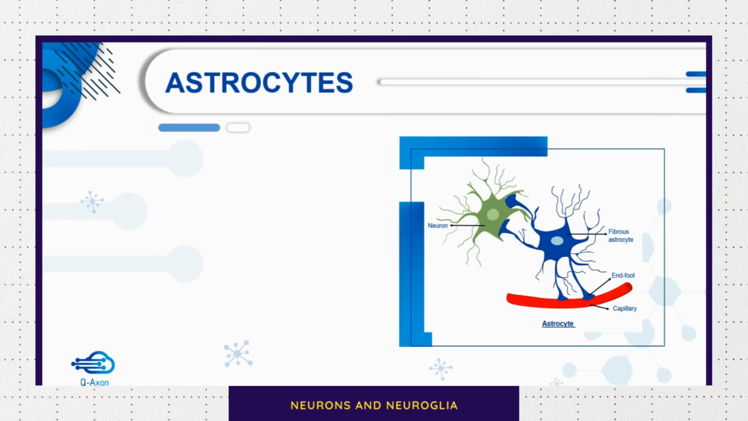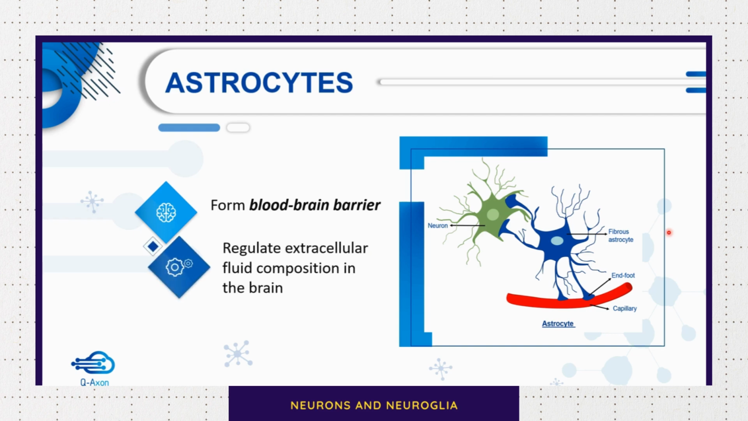Now let's first talk about astrocytes. As the name itself suggests, these cells are star-shaped. Now you can see in this diagram that they are intimately associated with the capillaries of the central nervous system. So the astrocytes together with the endothelium of the capillaries form what is referred to as the blood-brain barrier, which is very important in filtering out undesirable substances, including microorganisms. So the function of astrocytes is to regulate extracellular fluid composition in the brain and of course form the blood-brain barrier.